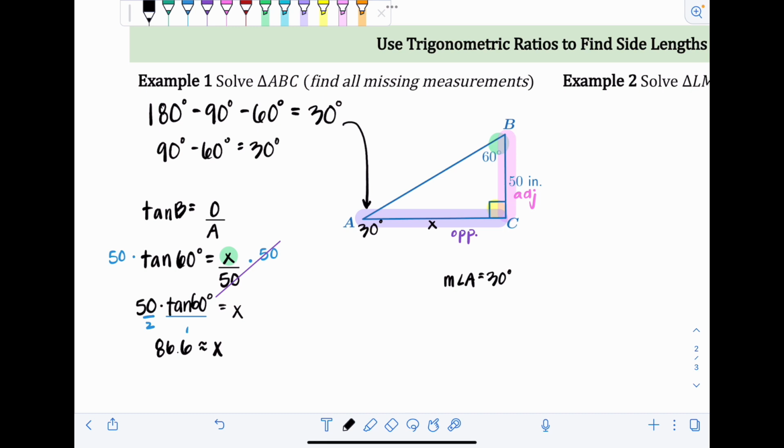And that was when we solved for that opposite side. So I can go ahead and label it as 86.6. And then also just say in my little list down here that AC, that segment, is approximately 86.6.